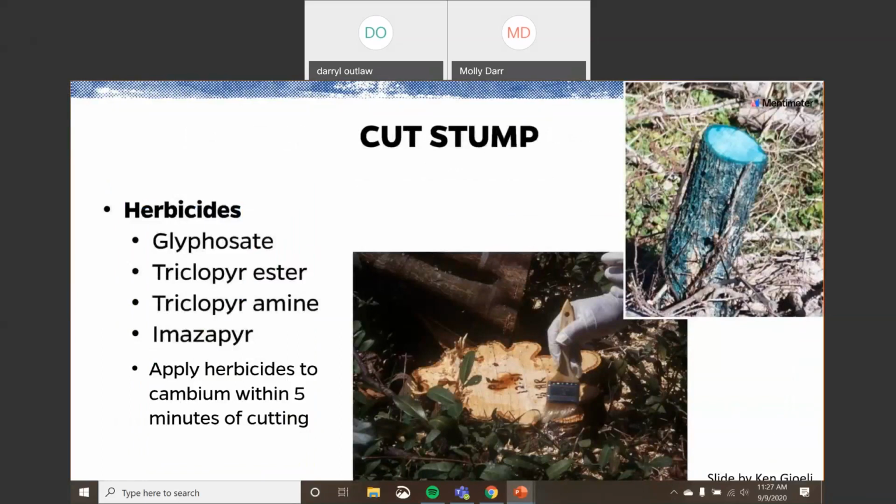The cambium is the layer of living tissue that's just inside the bark. It's imperative that you get the herbicide here or it won't translocate into the roots and kill the tree.